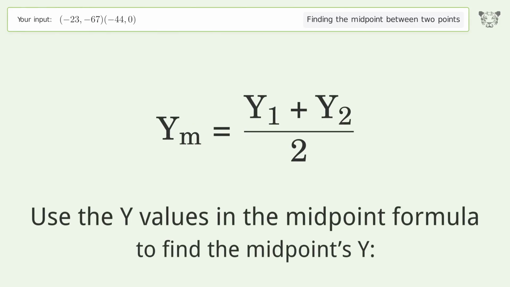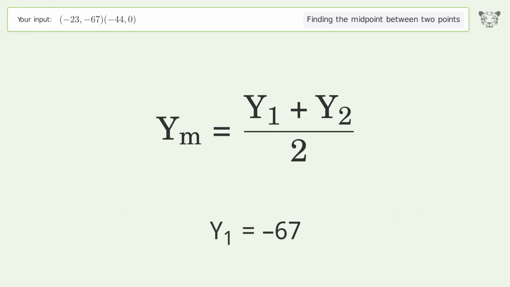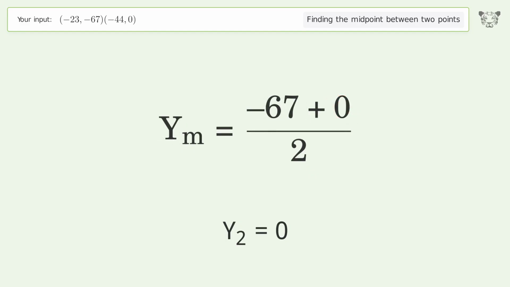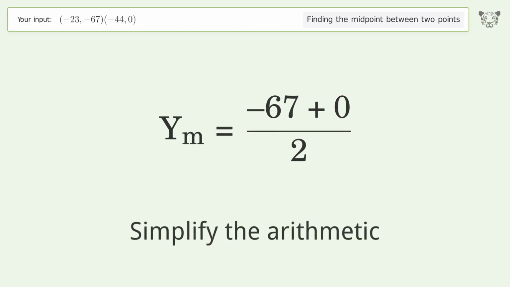Use the y values in the midpoint formula to find the midpoint's y. y1 equals -67. y2 equals 0. Simplify the arithmetic.